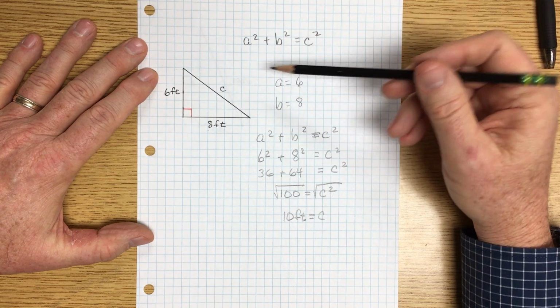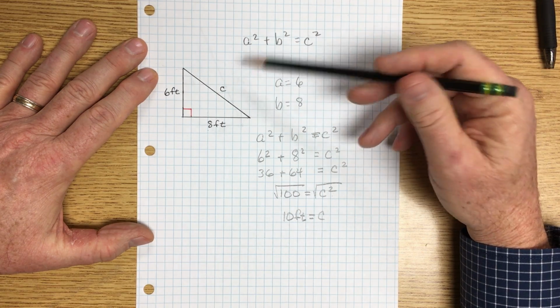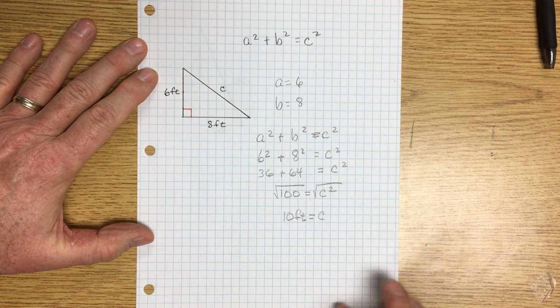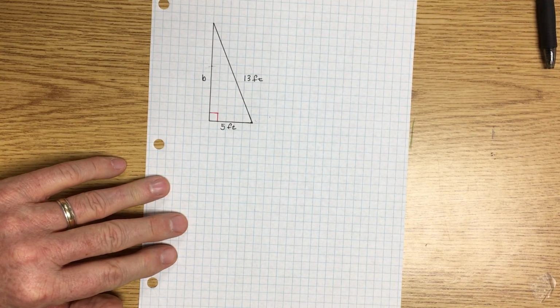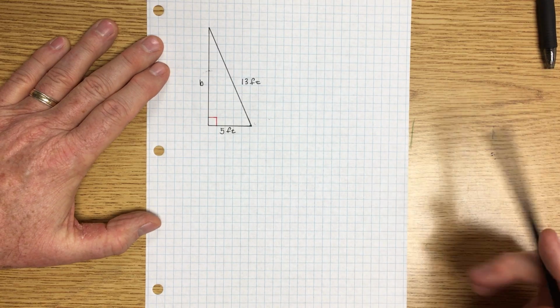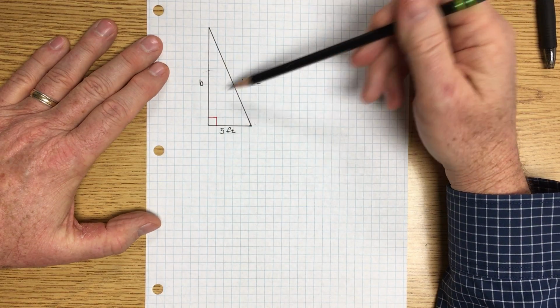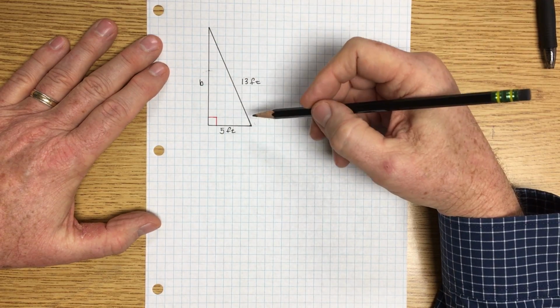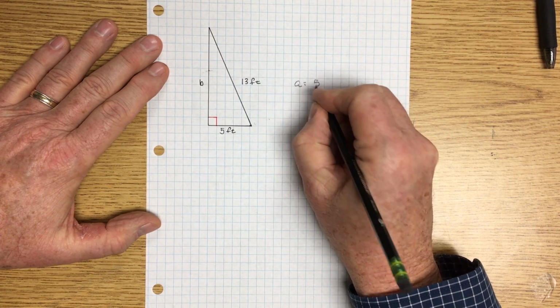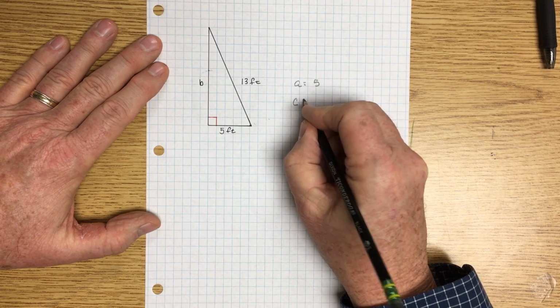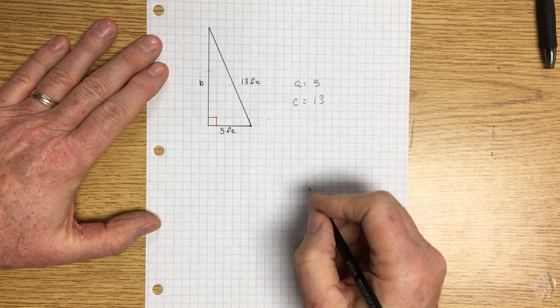Okay? In this example, it was the hypotenuse that was missing. Let's look at a situation where it's one of the legs that is missing. Again, we've got A, B, and C, and the information that we know is that A is equal to 5, and C is equal to 13.